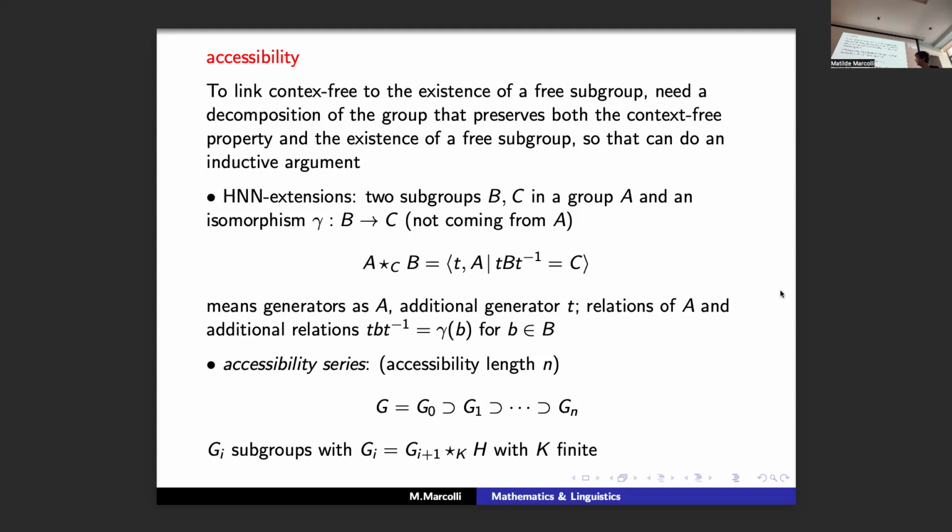And then, an accessibility series for a group is a chain of subgroups where each one of them is obtained in this way from the previous one by something which is a finite group extension. So at each step you're growing by a finite group.